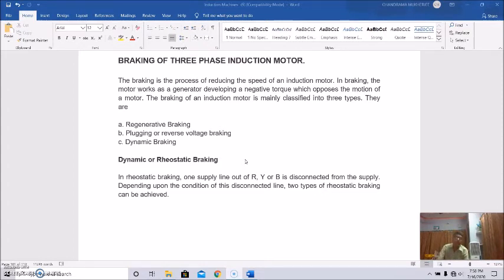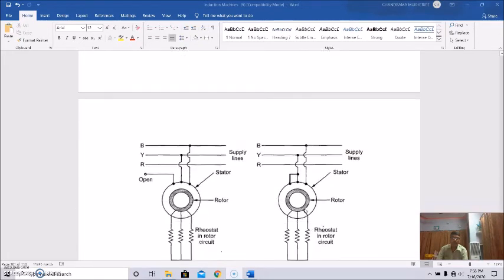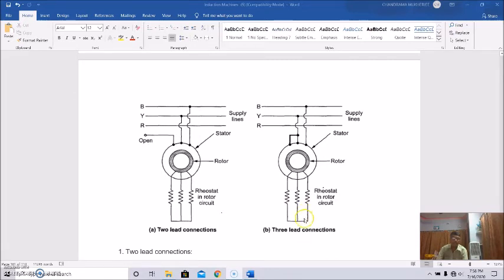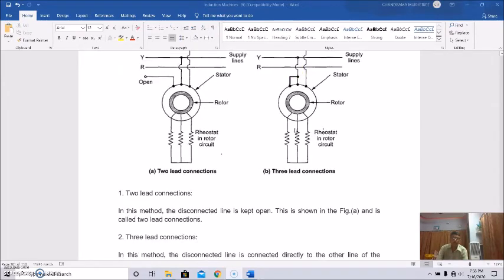The braking of an induction motor is mainly classified into three types: regenerative braking, plugging or reverse voltage braking, and dynamic braking. We have discussed dynamic or rheostatic braking, which has two types: the 2-lead connection and the 3-lead connection. In the 2-lead connection, one lead of the supply given to the stator is kept open, and in the 3-lead connection the open lead may be connected with one of the two connected leads.